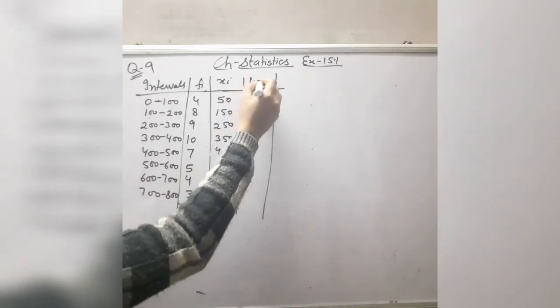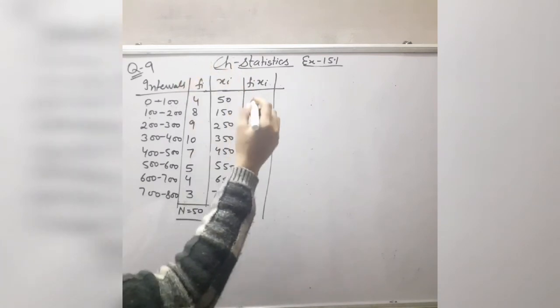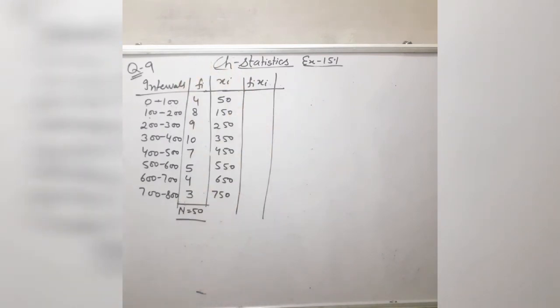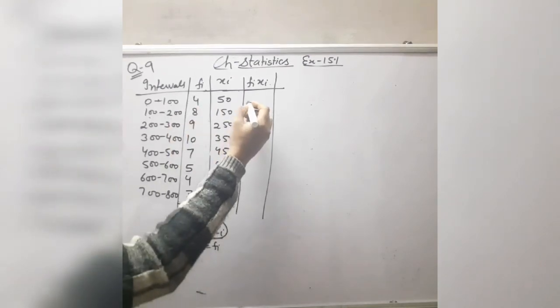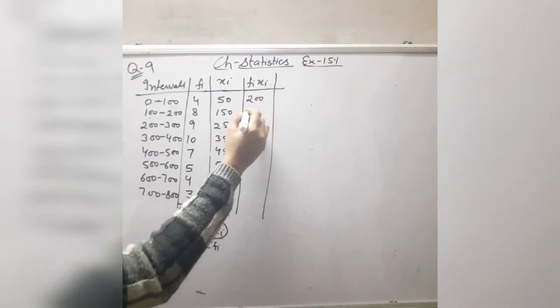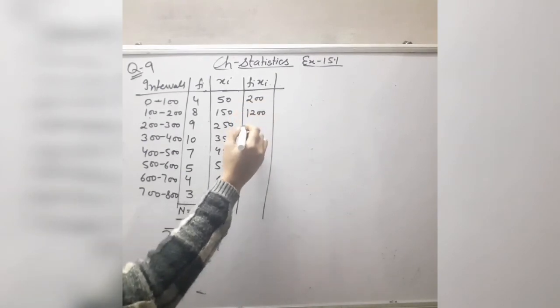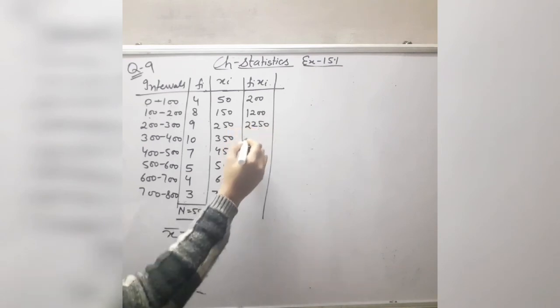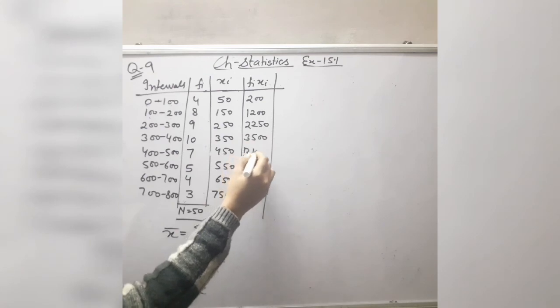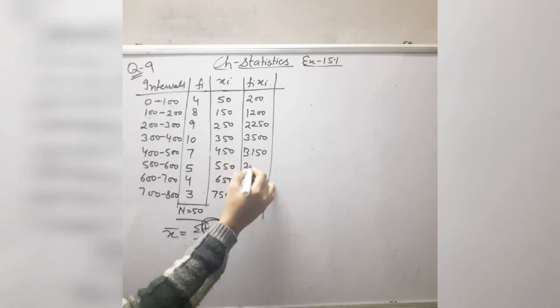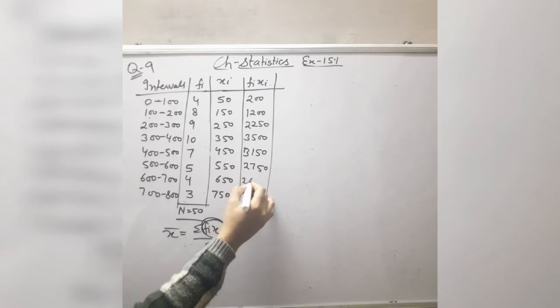After finding xi, you will take the product of fi and xi, because we want to find the mean deviation about mean, and the formula for mean is summation fi xi divided by summation fi. So we will first calculate the product of these two columns. 50 into 4 is 200. The next product will be 1200. I have already calculated it. You will do the calculation work very carefully. If you have learnt all the formulas, then only calculation work is there in this chapter.